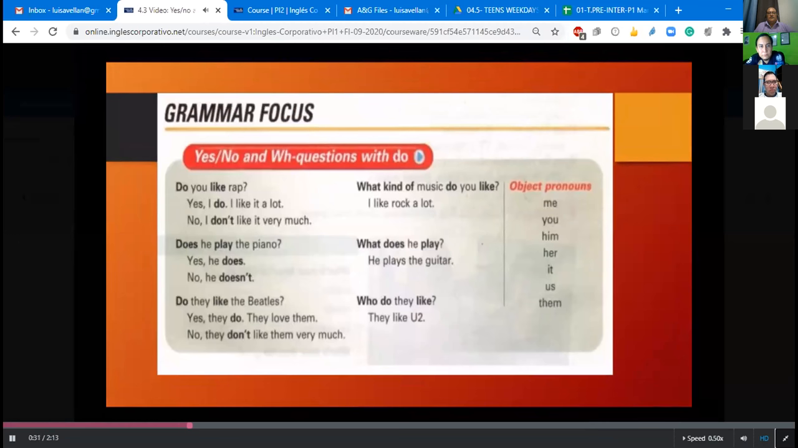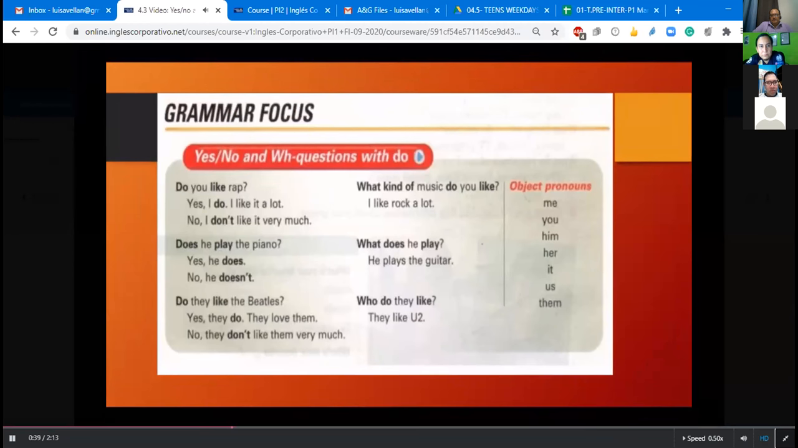Do you like rap? Yes, I do. I like it a lot. No, I don't like it very much. What kind of music do you like? I like rock a lot. Does he play the piano? Yes, he does. No, he doesn't. What does he play? He plays the guitar. Do they like the Beatles? Yes, they do. They love them. No, they don't like them very much. Who do they like? They like you too. Object pronouns. Me. You. Him. Her. It. Us. Them.